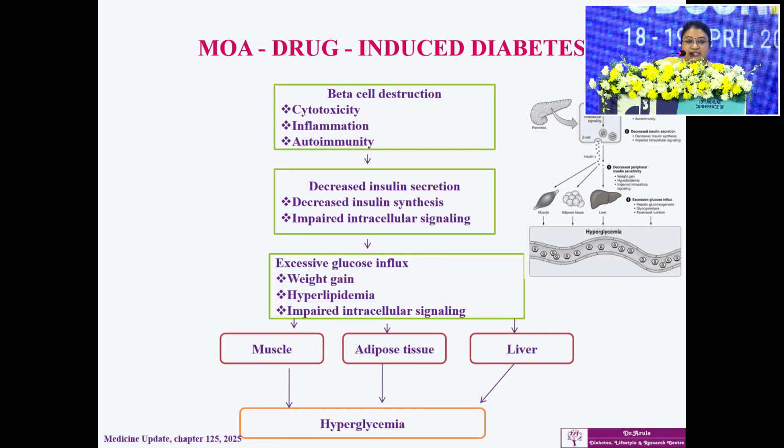Going on to the mechanism by which it causes diabetes, mainly by beta cell destruction by cytotoxicity, inflammation, or autoimmunity, leading to decreased insulin secretion, decreased insulin synthesis, and also impairing the intracellular signaling, which leads to excessive glucose influx. So there will be weight gain, hyperlipidemia, and increased peripheral insulin resistance in the muscle, adipose tissue, and liver, leading on to the development of hyperglycemia.